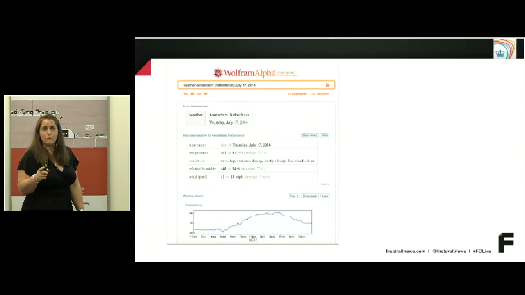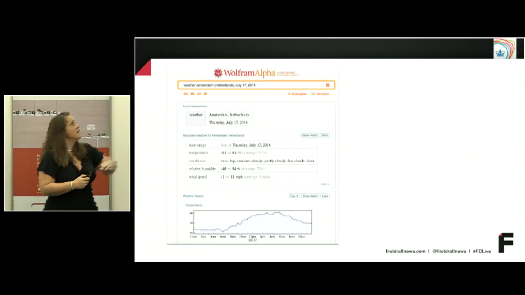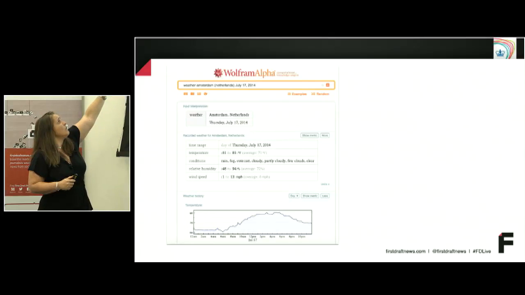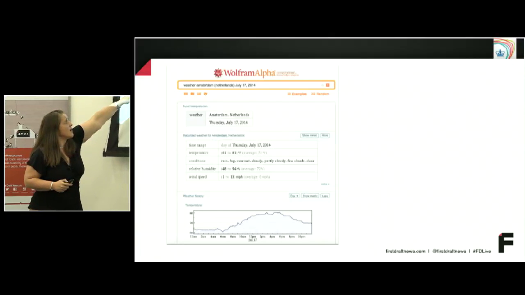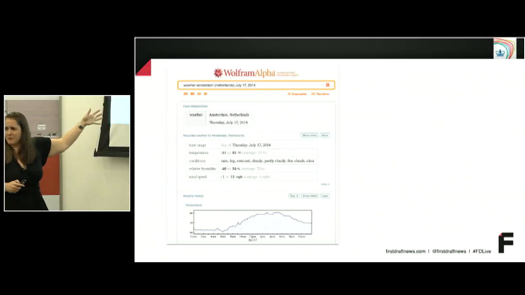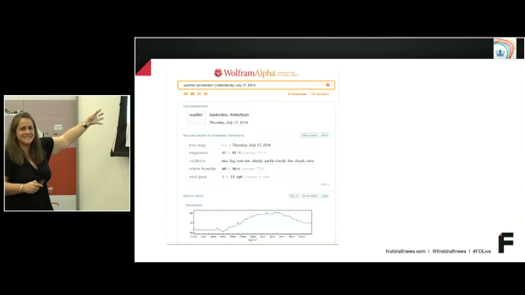Another great site is Wolfram Alpha, which is a knowledge engine, and it allows you to ask what the weather was at a particular time. It's basically cross-referencing weather forecasts that are out there. So if we go back to the MH17 example, I can say to Wolfram Alpha, what was the weather in Amsterdam on July 17th, 2014? And it actually says here, rain, fog, overcast, cloudy, partly cloudy, few clouds, clear. It's a very European forecast, four seasons in one day.